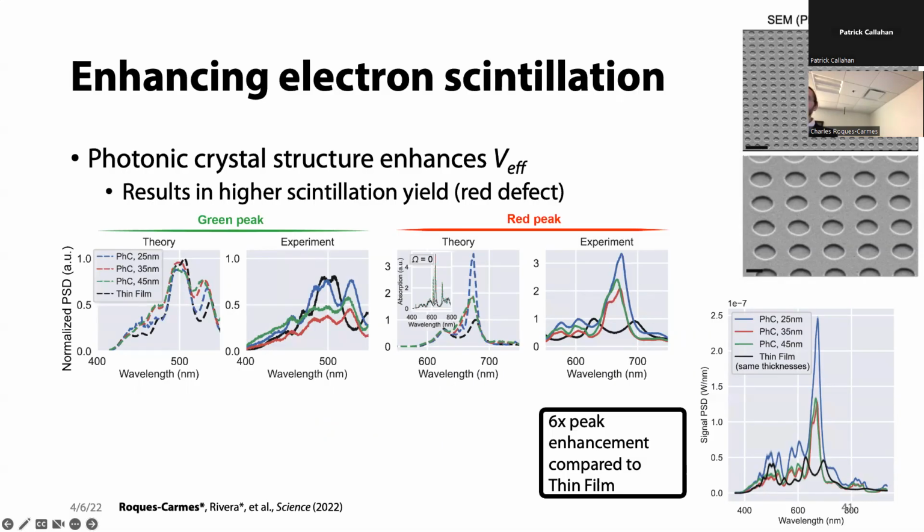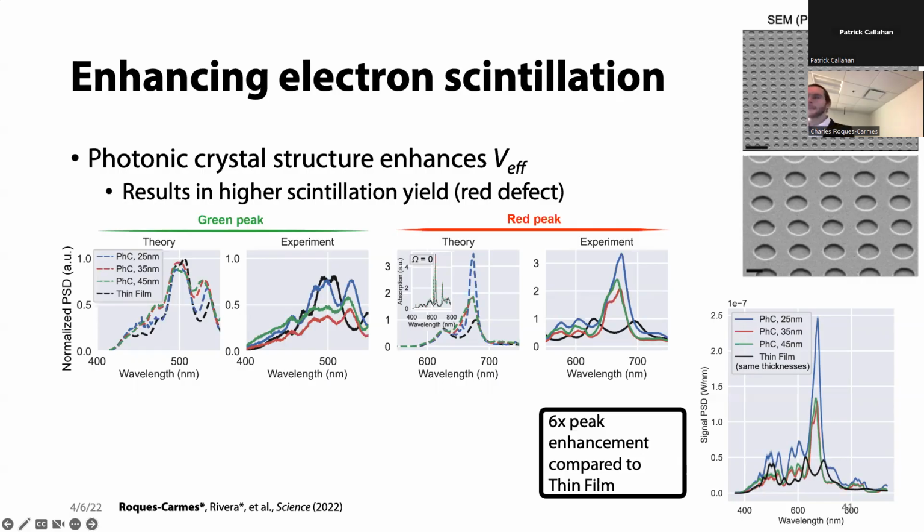And we compare the emission from a thin film, so without any photonic pattern on the surface, versus with a photonic crystal etched at the surface with different depth. And so you see here that first of all, there's a pretty strong dependence of the photonic crystal etched depth on the red peak, while the green peak is fairly insensitive.